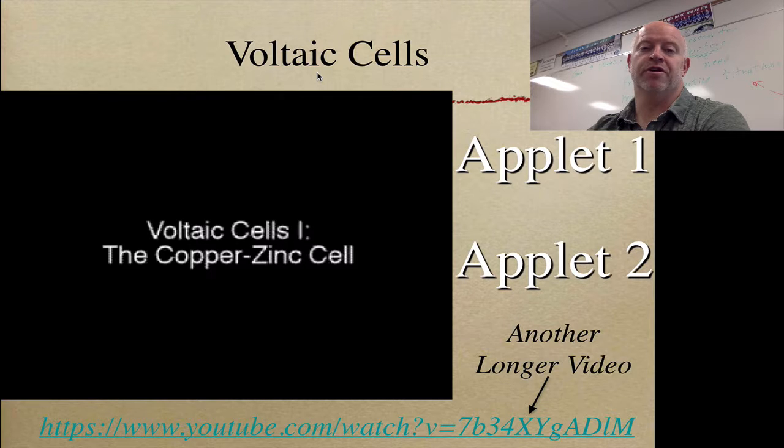So how do we use chemical energy to power our devices? Okay. So here's our first step into that process. Now that we know redox, how do we actually get current to flow? And we do that by using voltaic cells. So we're going to watch the little video here. And then once we're done with the video, we're going to go into a couple of applets to look at a little bit more detail. And we'll go from there.